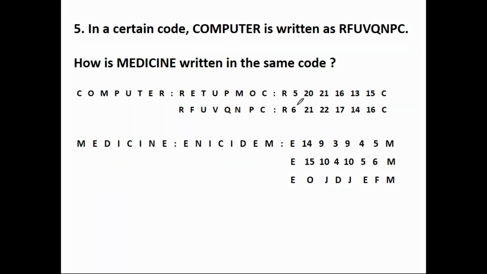Try to spend less time, because we already spent more time on three topics: series, analogy, and classification. There is no change between the first letter and last letter. For the remaining letters, we have to add +1. So EO, JD, JE, FM. Get it, all of you? Yes.